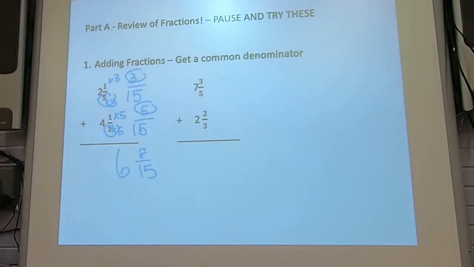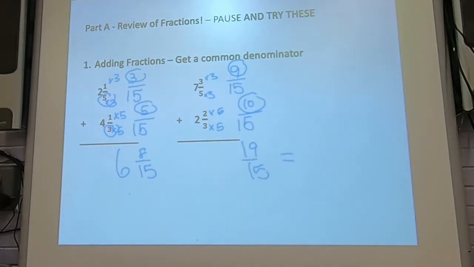So there's my answer. On the second one, common denominator for 5 and 3, which I just found, is 15. Alright, 5 times what is 15? 3. So 3 times 3 is 9. 3 times what is 15? 5. So 2 times 5 is 10. Now here's what's going to happen. When I add the numerators only, I'm going to get an improper fraction. So I have to fix that.